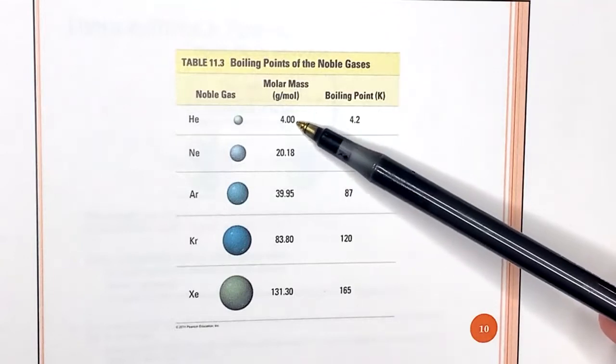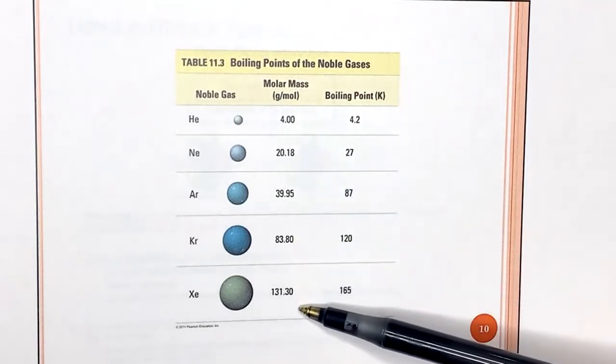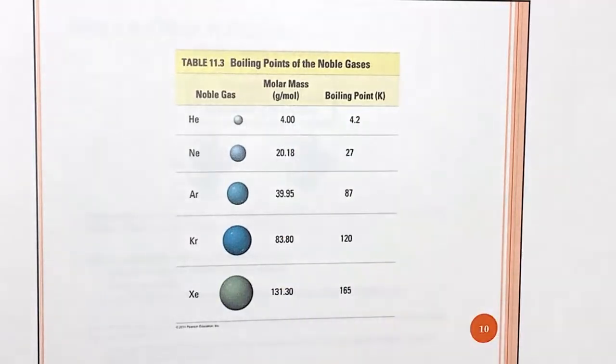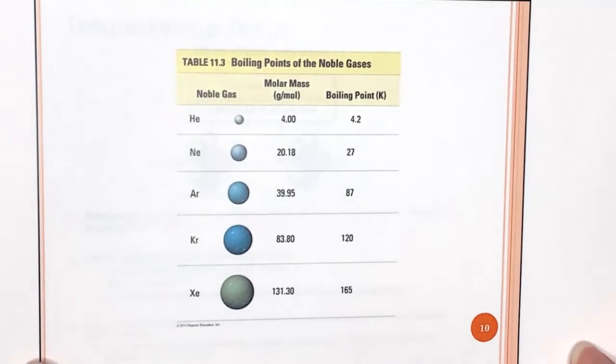The bigger ones here have more electrons, and then it'll be harder to peel one xenon from another xenon than it is from helium to helium, because the electron clouds are bigger for xenon. Okay, so that's a temporary induced dipole, judged using molar mass.